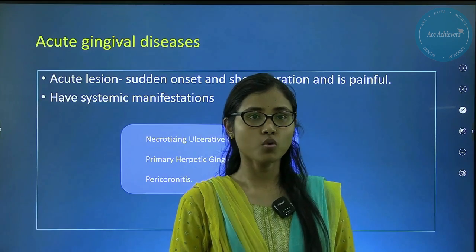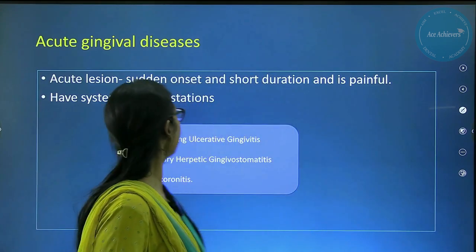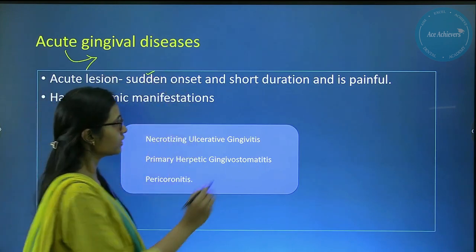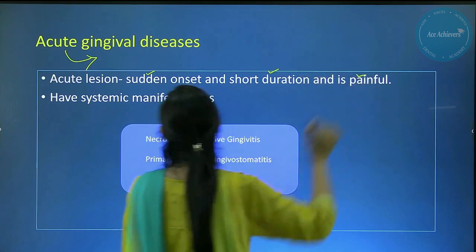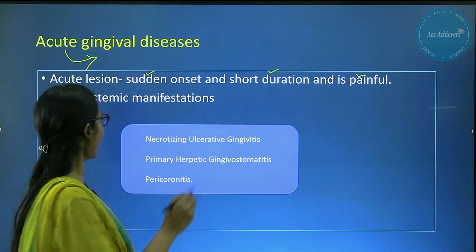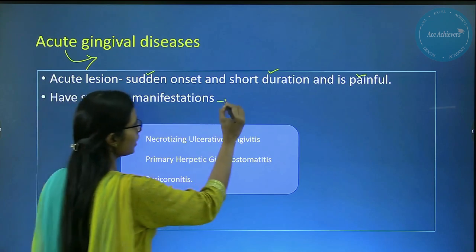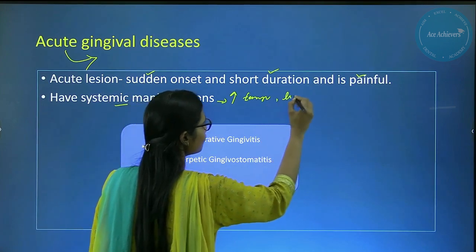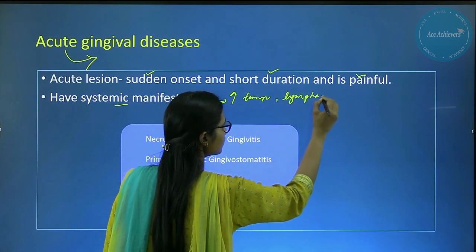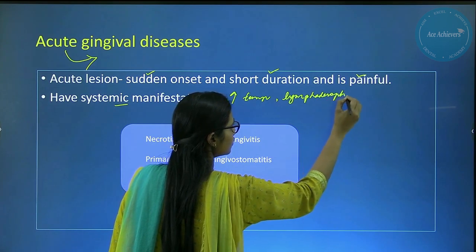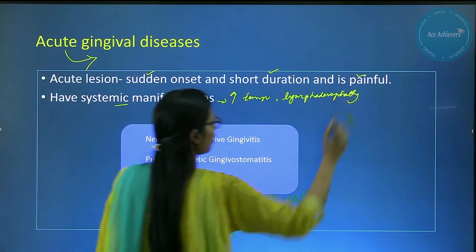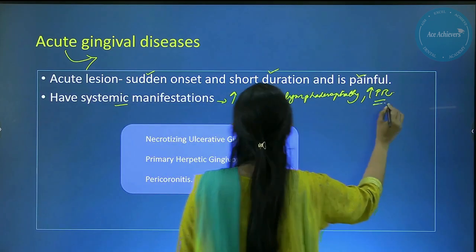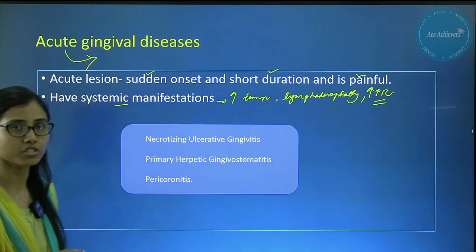Today we will be reading about acute gingival infections. When we say acute gingival infections, we are aware that they have a sudden onset, short duration, and are painful lesions. They also have some systemic manifestations like elevated temperature, lymphadenopathies, and increased pulse rate. These kinds of manifestations will be there.